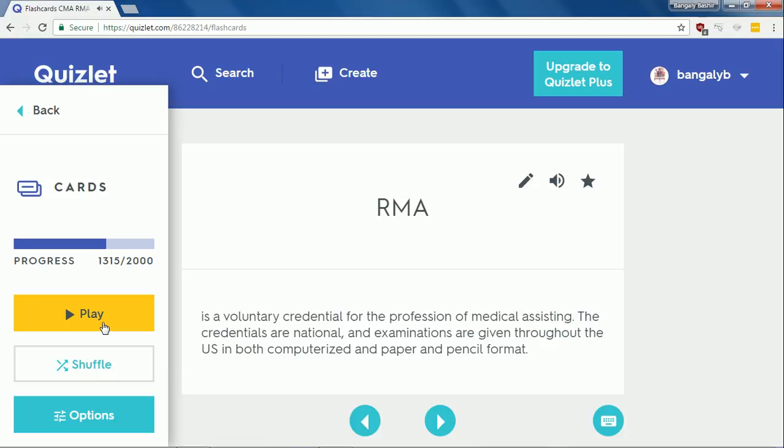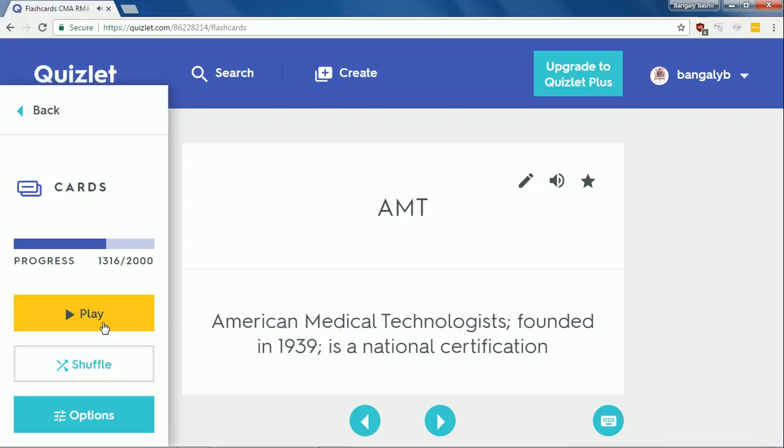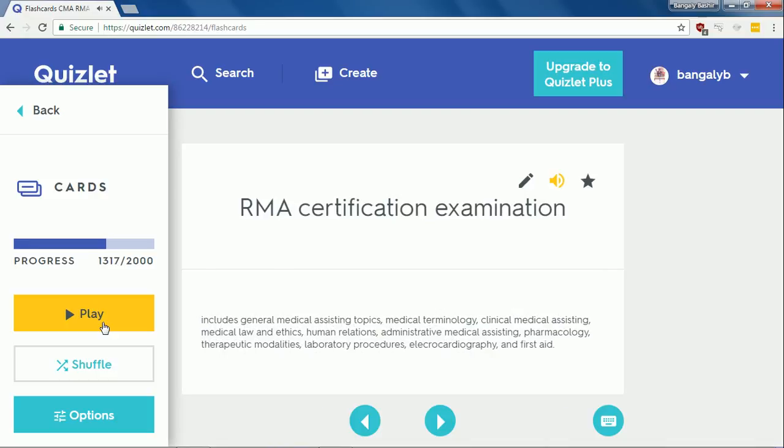RMA is a voluntary credential for the profession of medical assisting. The credentials are national, and examinations are given throughout the U.S. in both computerized and paper and pencil format. AMT, American Medical Technologists, founded in 1939, is a national certification. The RMA certification examination includes general medical assisting topics, medical terminology, clinical medical assisting, medical law and ethics, human relations, administrative medical assisting, pharmacology, therapeutic modalities, laboratory procedures, electrocardiography, and first aid.